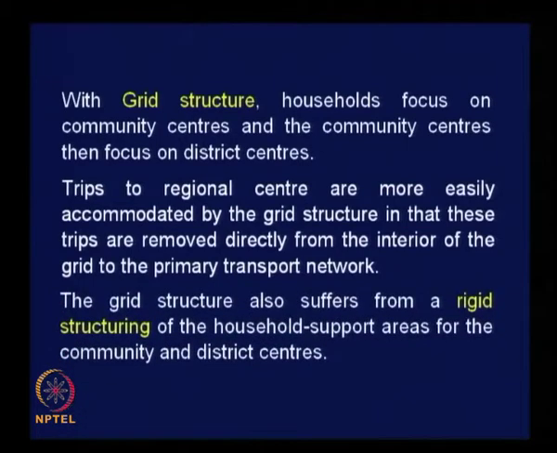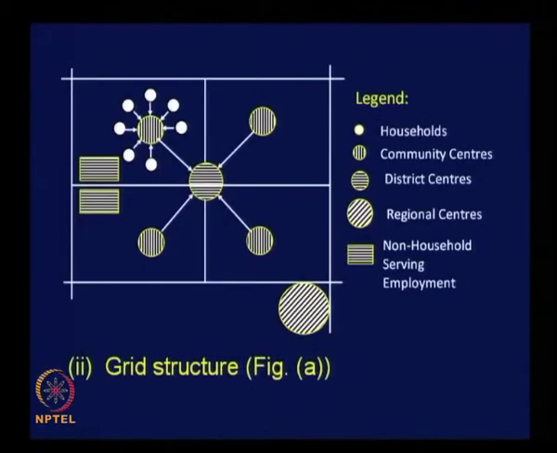You can imagine, think of the figure that we have seen. I will show you the figure again. The grid structure also suffers from a rigid structuring of the household support areas for the community and district centers. You look at the figure, right. Of course, one advantage here is that reaching out to the regional centers is easy. You can directly access the type 1 route from any point and then take this faster route to come to the regional center. That is the advantage.